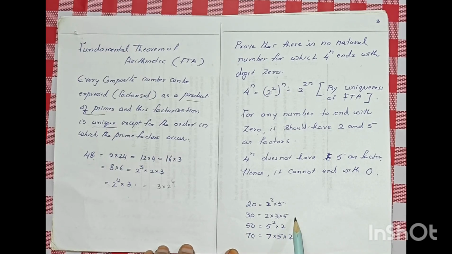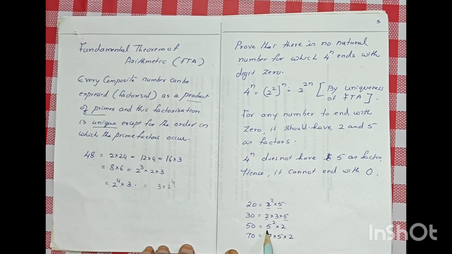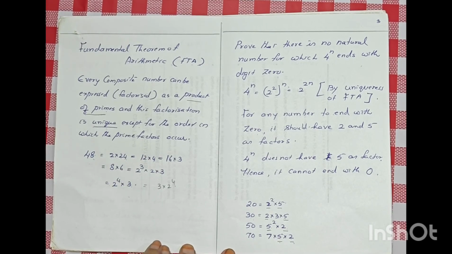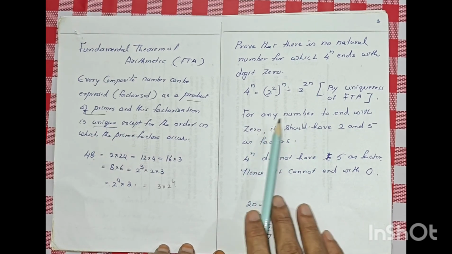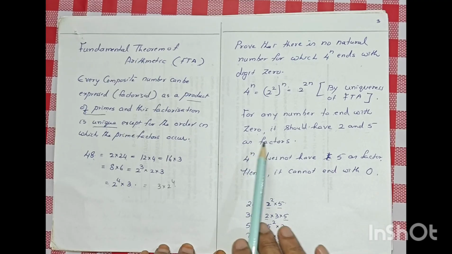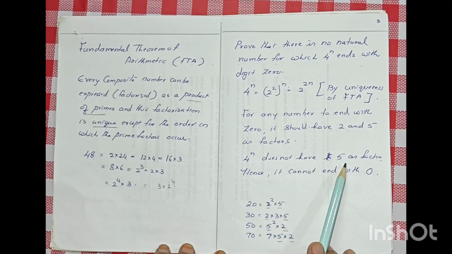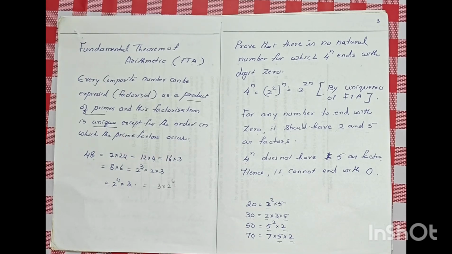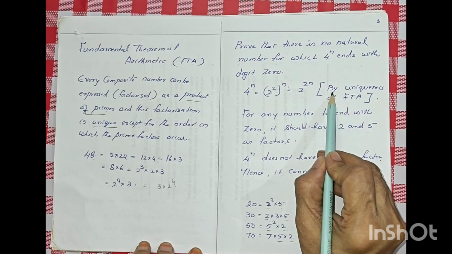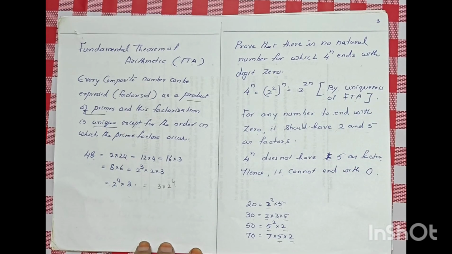What do you observe common in this? You have 2 and 5 as factors. You can have other factors, but compulsorily you should have 2 and 5 as factors. Then if you have that, automatically 5 into 2, 10, into the remaining numbers, so it will definitely end with 0 only. So you have to write that reason. For any number to end with 0, it should have 2 and 5 as factors. 4 to the power of n does not have 5 as a factor, hence it cannot end with 0. You have to write specifically by uniqueness of FTA. This is very important.